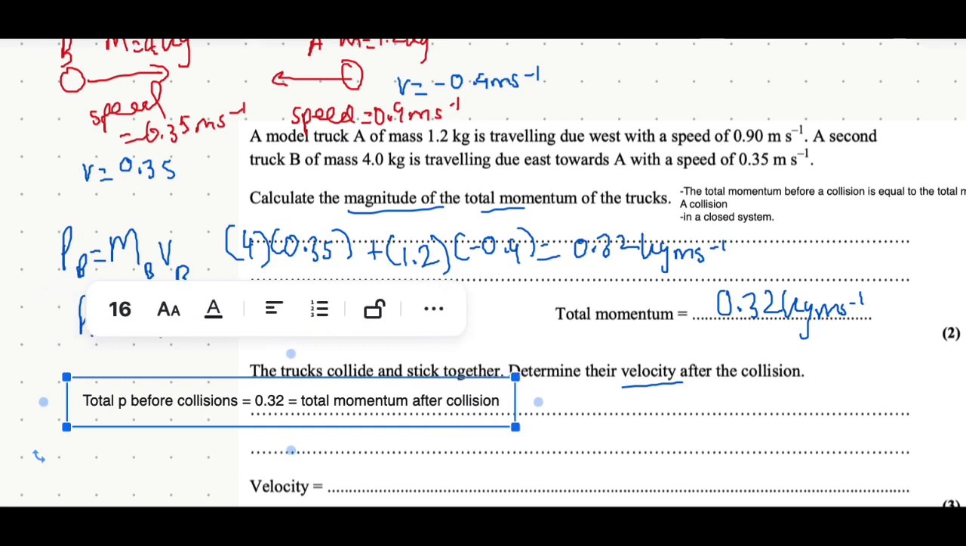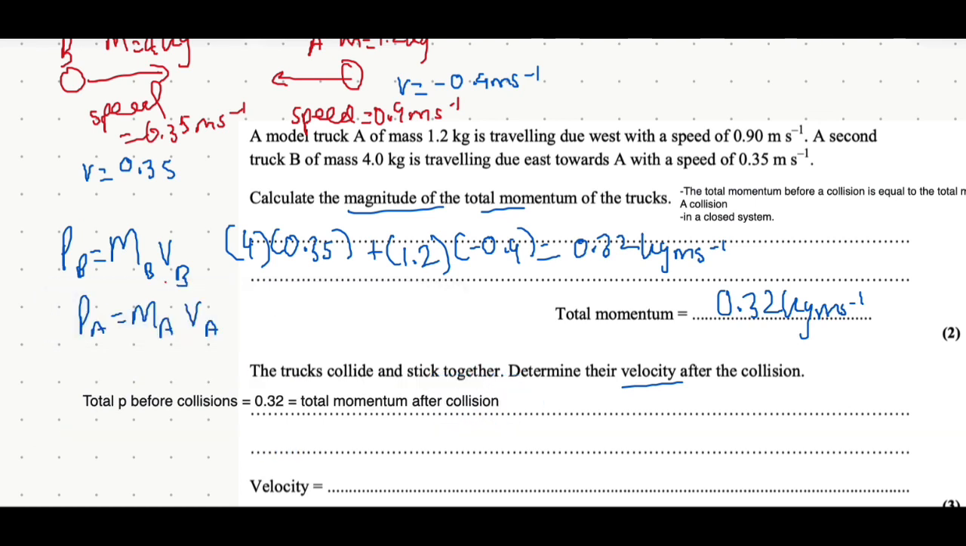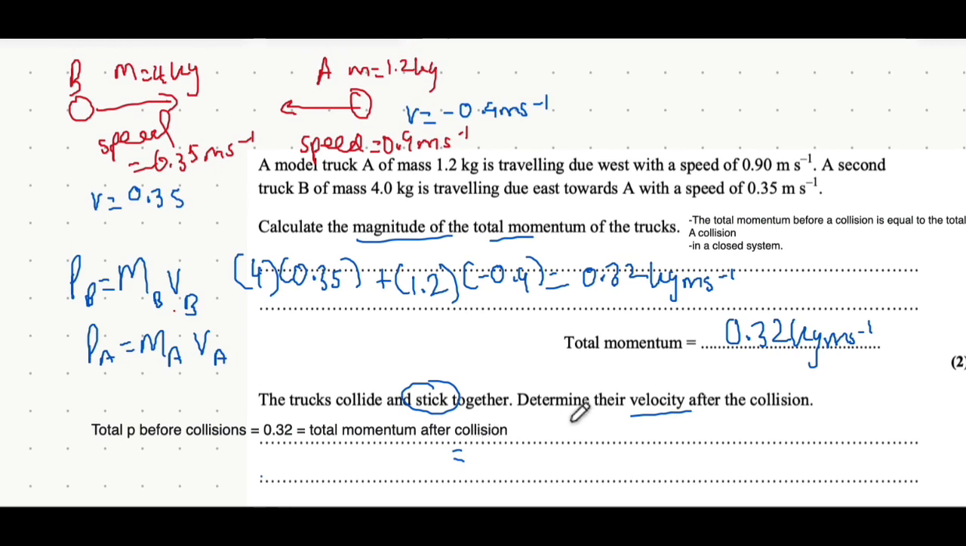And we can use that to form an expression. Because the total momentum after the collision is the mass after the collision, but because they stick together, that's very important. That means that it's a combined mass that we have to take when we do momentum equals mass times velocity, because they're stuck together.